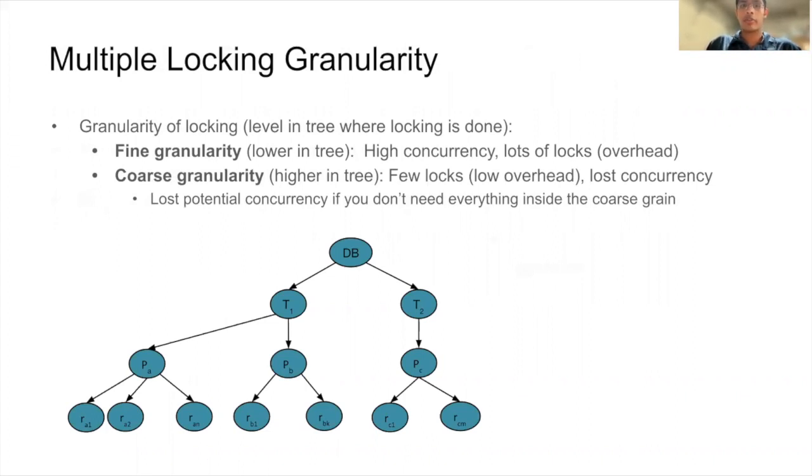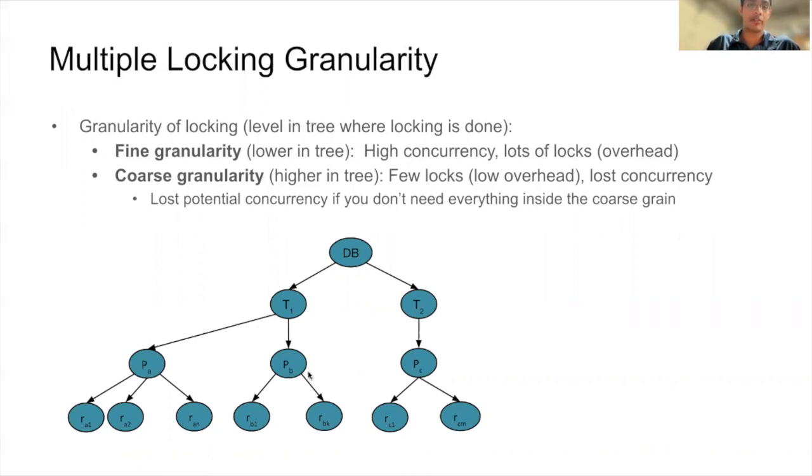Lower on the tree with fine granularity, we can lock individual tuples, and that'll give us high concurrency, but we'll have a lot of locks. Coarse granularity, which is higher up in the tree, means fewer locks, so there's less overhead, but you're going to lose some concurrency. So you really want to choose whether or not to go for fine or coarse granularity based on the access patterns of your transaction specifically.